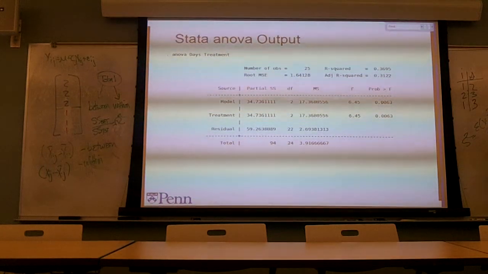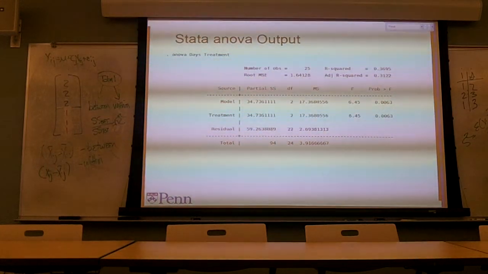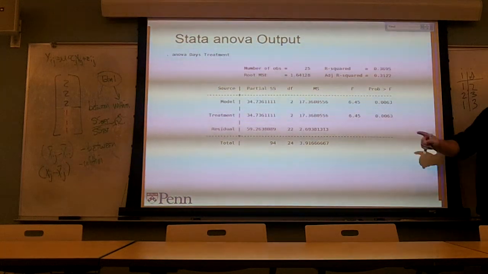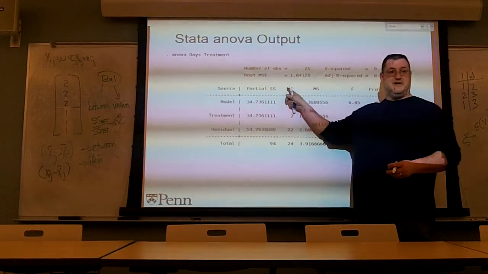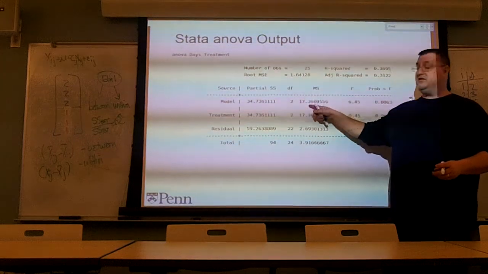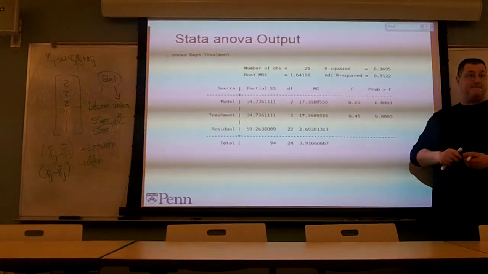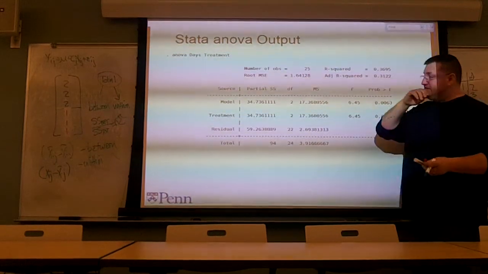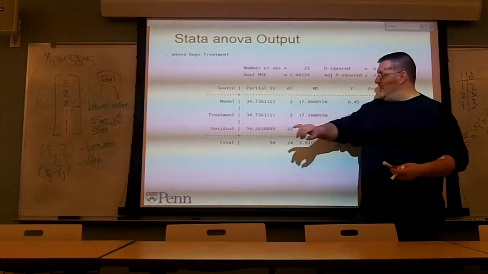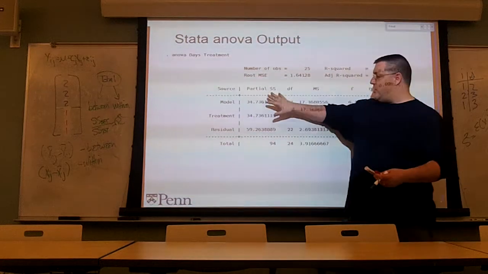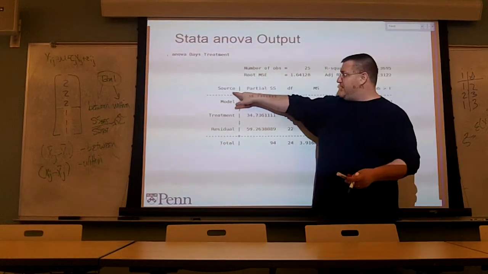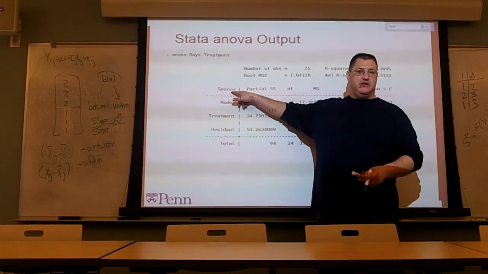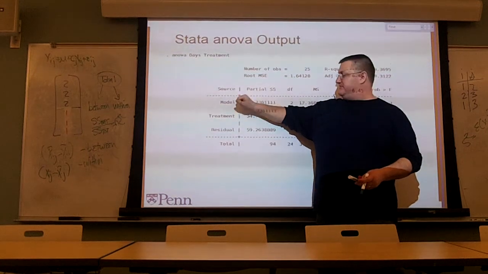Right? You've seen this before? Sums of squares divided by degrees of freedom gets me a mean square. This is variance. Mean square is variance. The other thing that you'll notice here, one thing I like about Stata, is that the title's on there, on our ANOVA table. We're talking about the sources of variability.